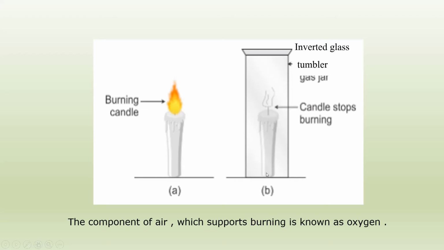On the other hand, the second candle, when it is covered with the inverted glass tumbler, is not getting a continuous supply of air, and the amount of oxygen present in this glass tumbler, as it is limited, will be finished off and the candle will blow off. So this shows that the component of air which supports burning is oxygen.